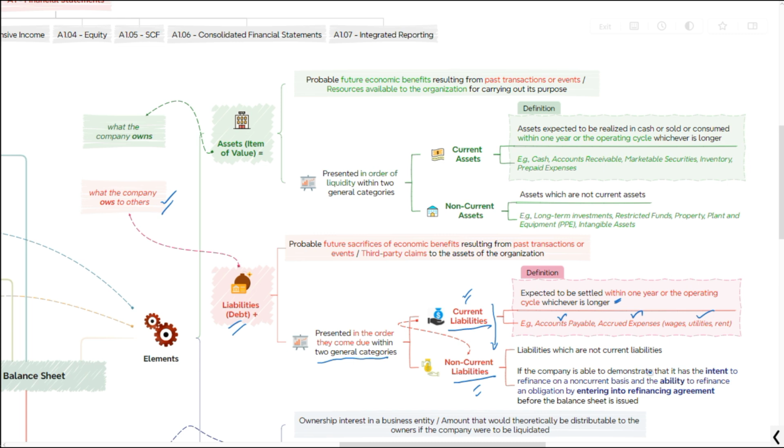If the company is able to demonstrate that it has the intent to refinance on a non-current basis, so the first criterion is that it should have some intent, right? There must be intent and ability, and that must be shown by entering into a refinancing agreement before the balance sheet is issued. So there are certain criteria. If these criteria are met, you can convert your current liabilities to non-current liabilities.